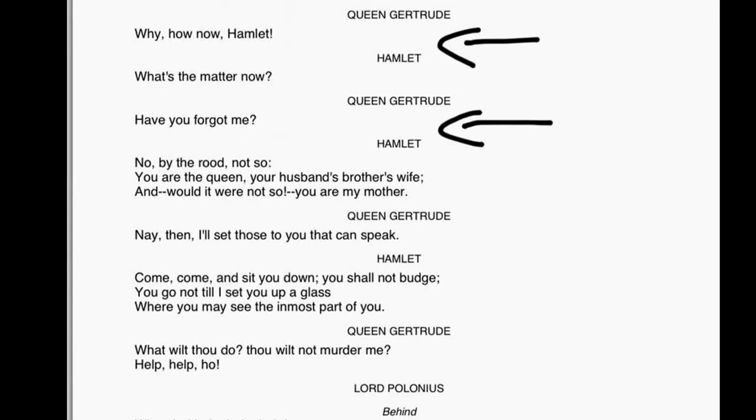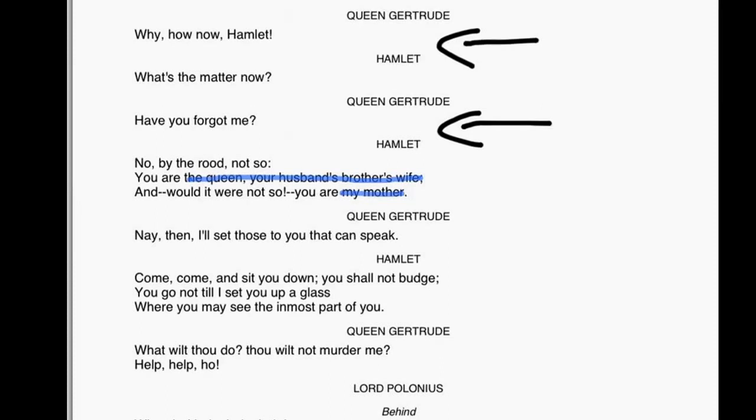So then Hamlet identifies her, and the way that he identifies her is by focusing on relational nouns. So he calls her the Queen, your husband's brother's wife, and my mother. So he's identifying her by her relationships with other people, and in particular by her relationship to King Hamlet rather than Claudius. He also uses the interjected exclamation there, "would it were not so," which is quite a nasty thing to say, that he wishes that she wasn't his mother.